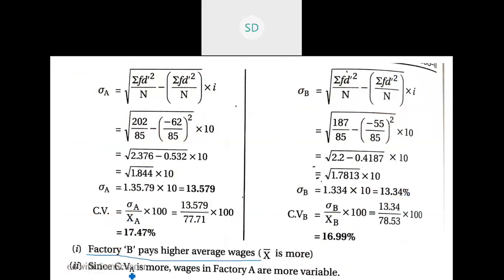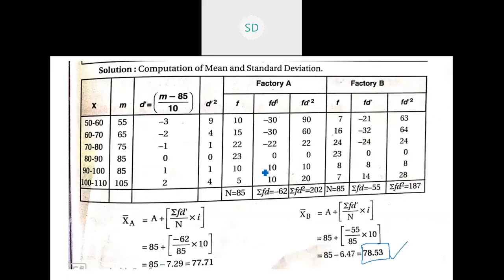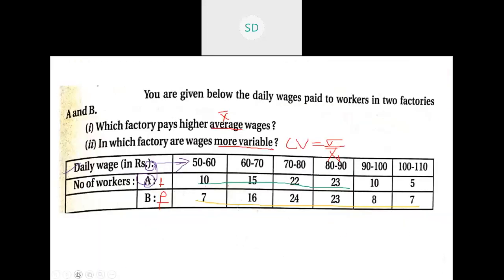Next, since CVA, that is coefficient of variation for A here, is more, it means wages in factory A is more variable. So this is what they've asked us in the question. Let's go back to the question and check what they've asked once again. First, they have asked which factory pays higher average wages, which we found out clearly to be factory B, because their arithmetic mean is more than factory A.